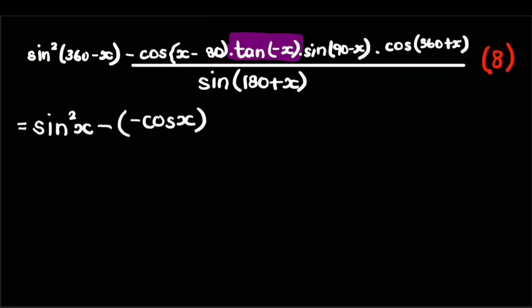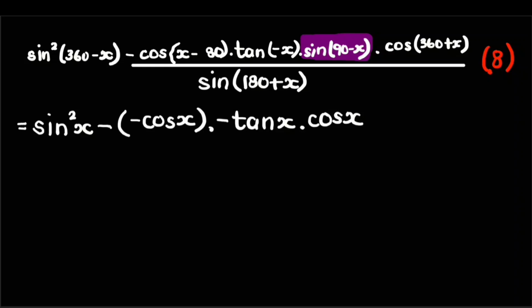Next we have tan of negative x, and we know that is going to be negative tan x. We now have sine of 90 minus x. 90 minus lies in the first quadrant where all trig ratios are positive. However, 90 changes sine into cos. Now focusing on cos of 360 plus x, 360 plus lies in the fourth quadrant where cos is positive. That is going to be positive cos x.